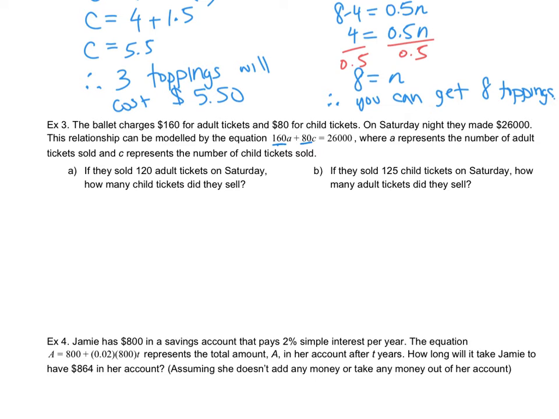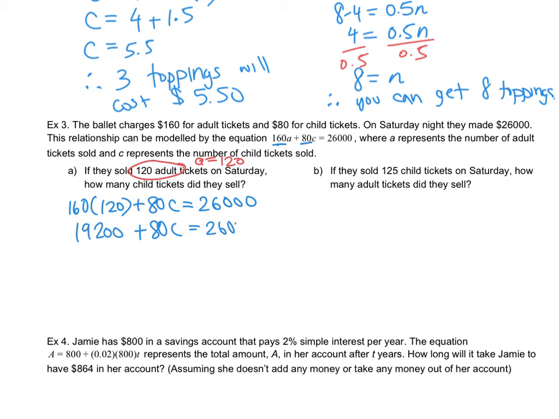So if they sold 120 adult tickets on Saturday, how many child tickets were sold? That means we're going to replace A with 120. So just rewriting my equation, I'm going to replace A with 120, and then I'll write the rest of it out. Now this is a scenario where I have to solve the equation, but before I move anything over, I am just going to do a little bit of multiplication. 160 times 120 is 19,200.